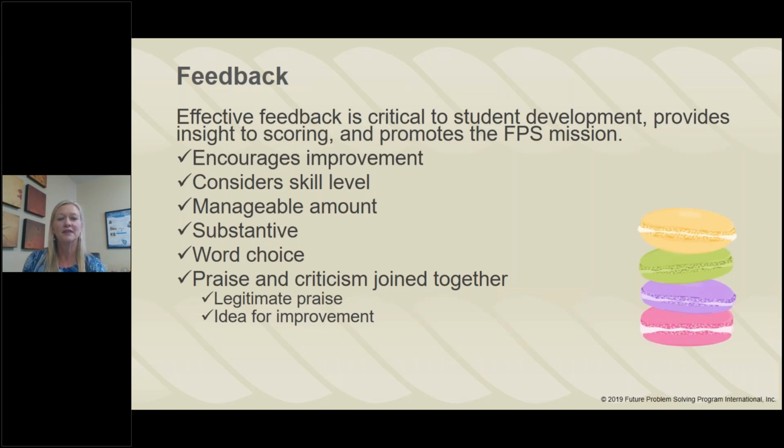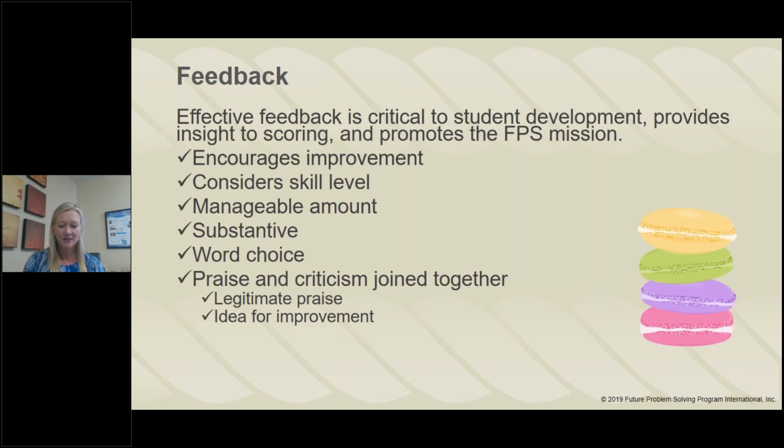We want to make sure that the feedback we give is substantial in nature. We want to make sure that it's comprehensible by the students. We want to use words and language that they will understand. We want to choose words that are appropriate to our students. Just by saying things like "well done," that could apply to anything. So we want to choose words that are very encouraging to them.